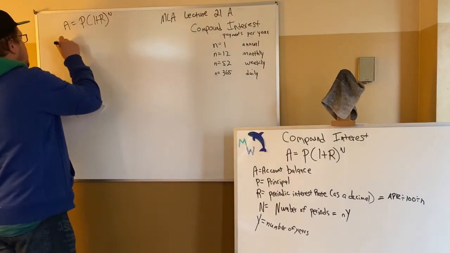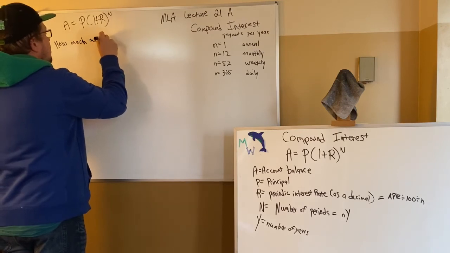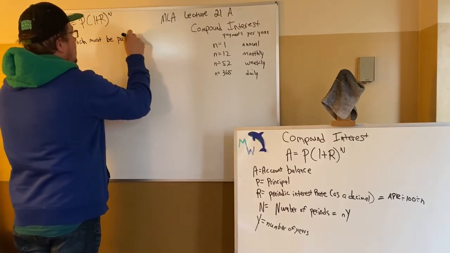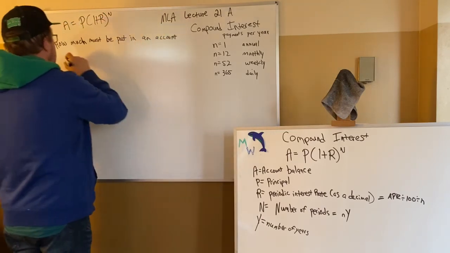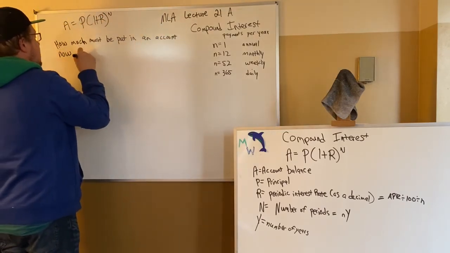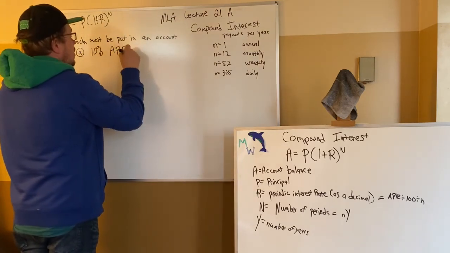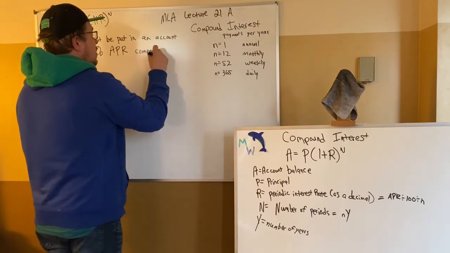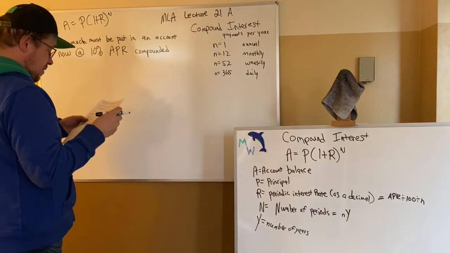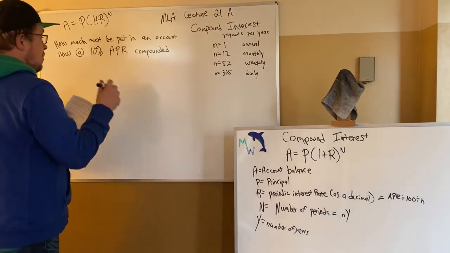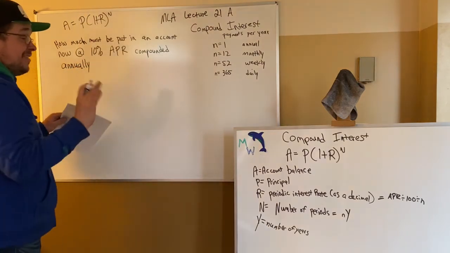So how much must be put in an account now at 10% APR compounded annually? Let me see, did I do that compounded annually? Sure, let's go compounded annually, no big deal. Be better to do it monthly or something like that, or daily be better.